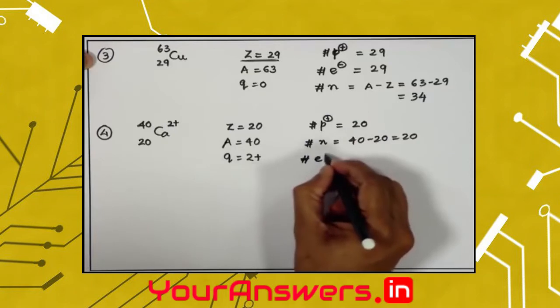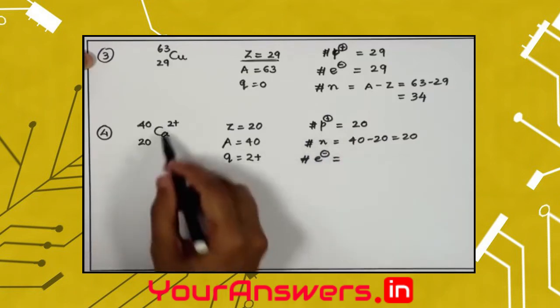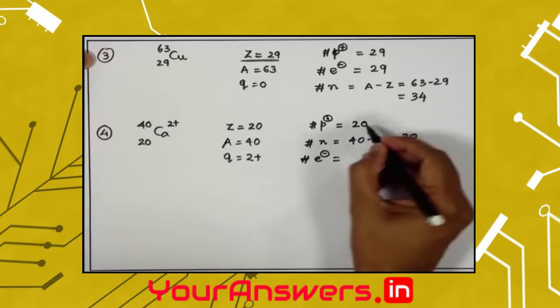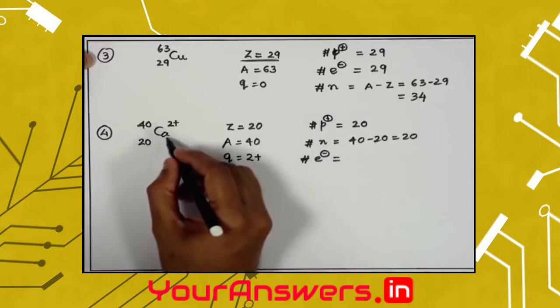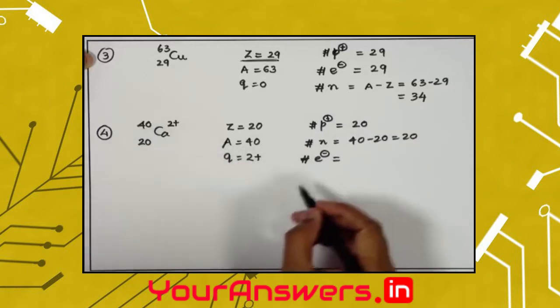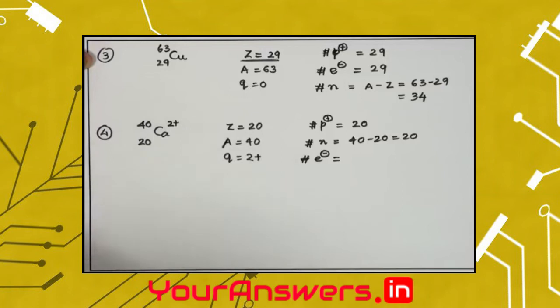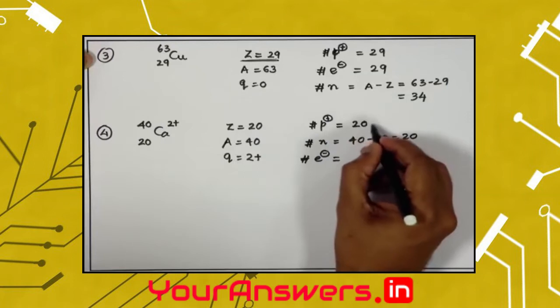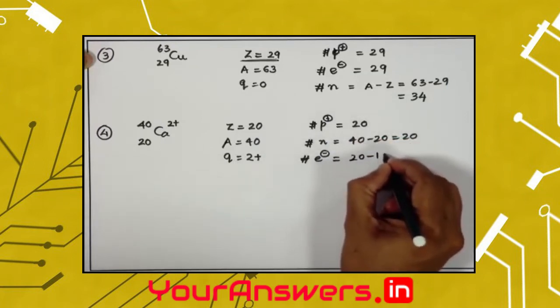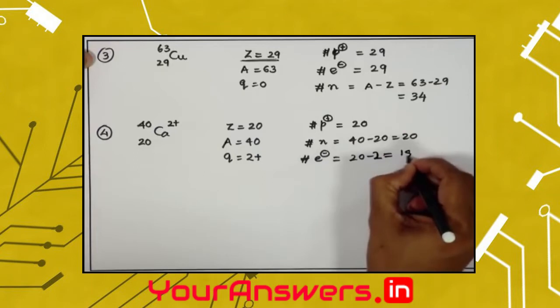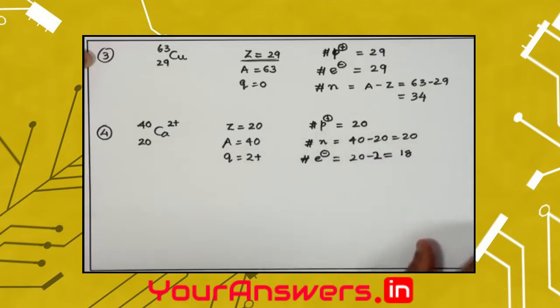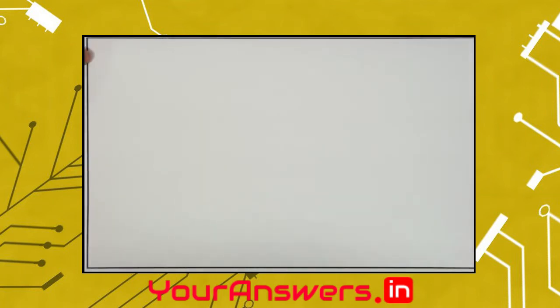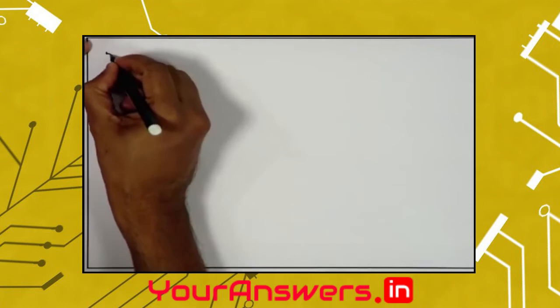How many electrons? You see, the atom has plus 2 charge and plus charges are coming because of protons. So I have 20 protons and the atom has 2 positive charges. That means the number of electrons present in this atom must be 2 less than the number of protons. So if the number of protons is 20, the number of electrons is 20 minus 2, which is 18. Alright, we'll take a few more examples because this is a very important concept.